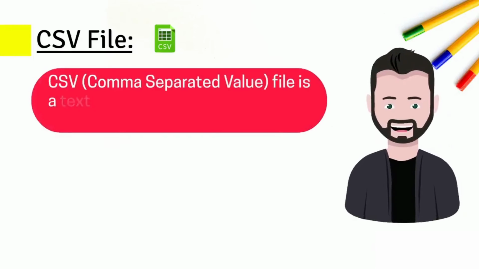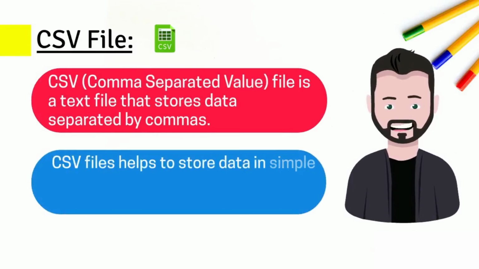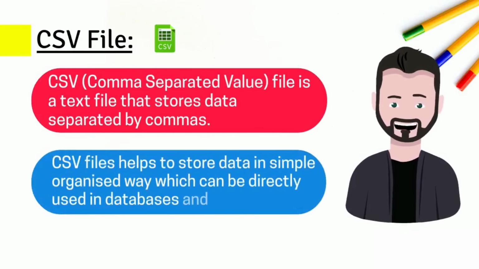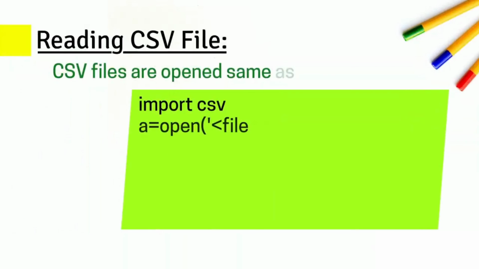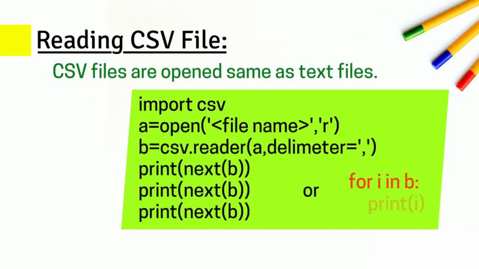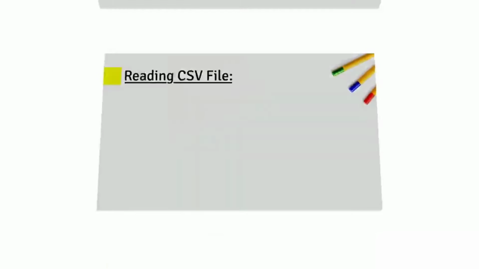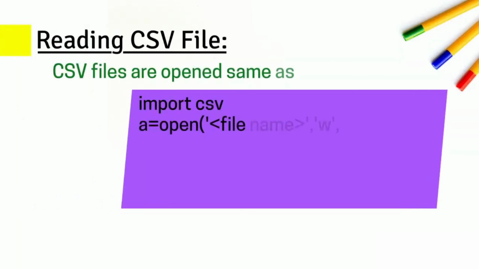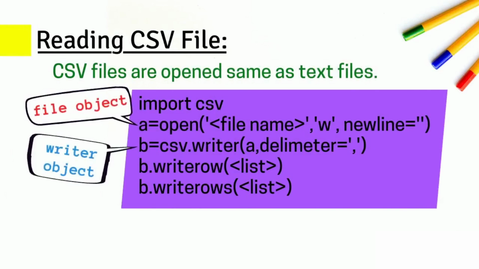CSV file is a text file that stores data separated by commas. CSV files help to store data in a simple organized way which can be directly used in databases and spreadsheets. CSV files are opened the same as text files. You can pause the video and go through the syntax.